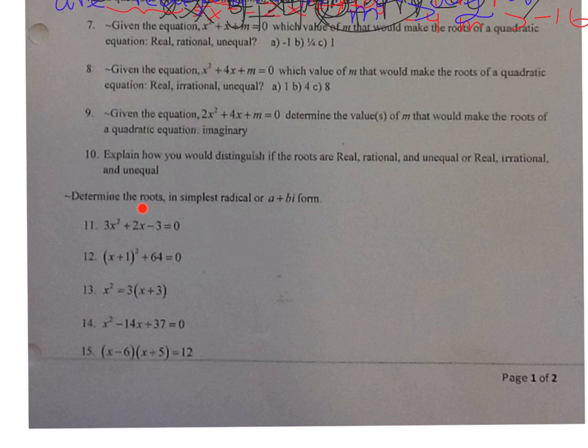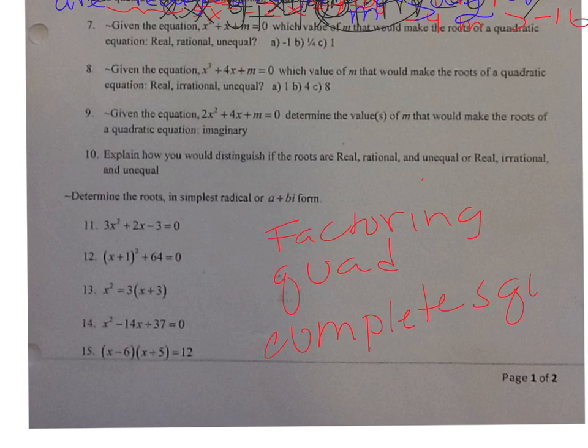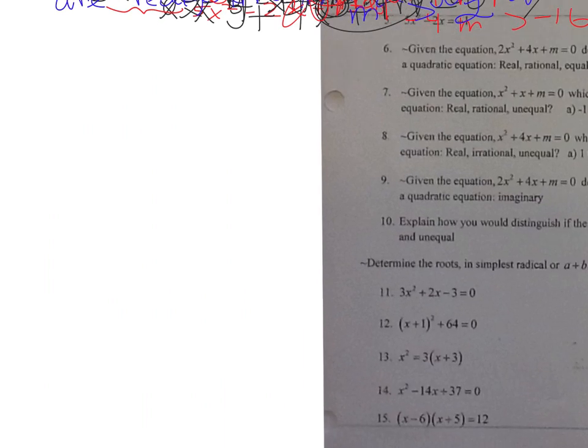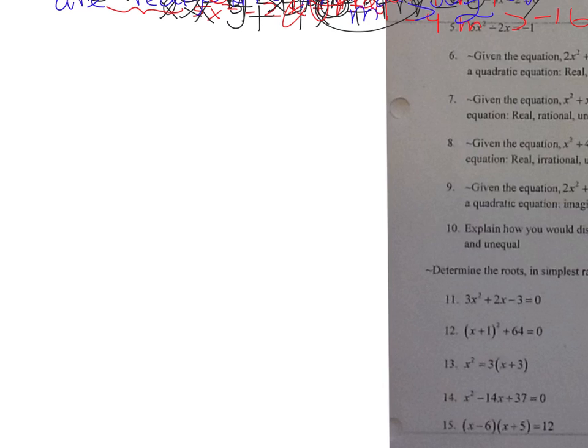Okay, so all these here say determine the roots in simplest radical form or a plus bi form. So these are all solving the roots, finding the roots. So we can use factoring, possibly quadratic formula, or complete the square. Okay, so let's get started. Number 11. Just going to move everything to the side. Number 11 is 3x squared plus 2x minus 3 is equal to 0.